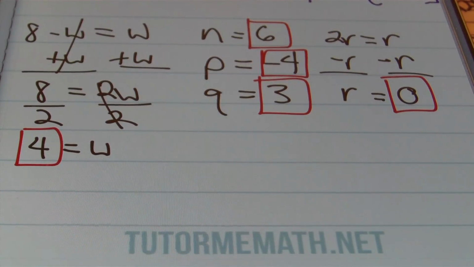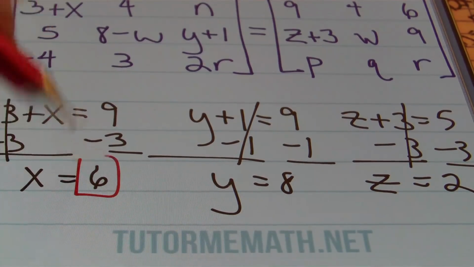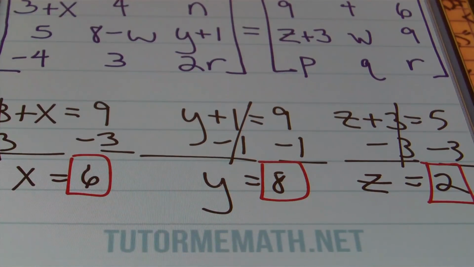Let's go back and get those other three variables. So now that we've made it back to the first page of problem number 3, we know that x equals 6, y equals 8, and z equals 2. So these are all the variables that we solved for in problem number 3. Oh my God, that had a whole lot of variables. All right, so that's problem number 3.